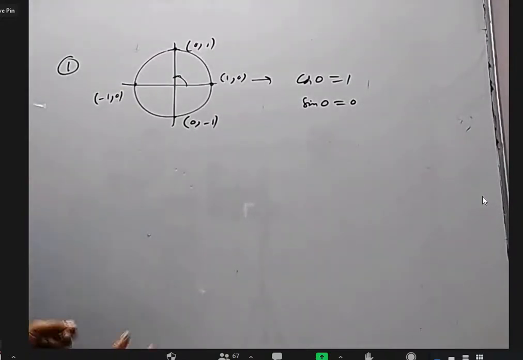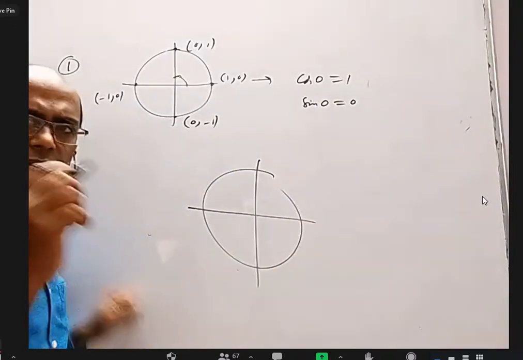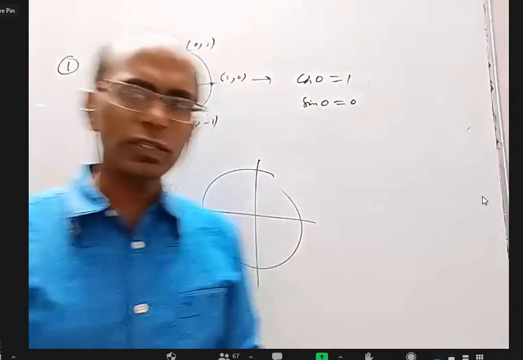Okay, anyway, some people were not there in my last discussion, so I'll just repeat that quickly. If you want sine or cos of any angle, what is it that you have to do?